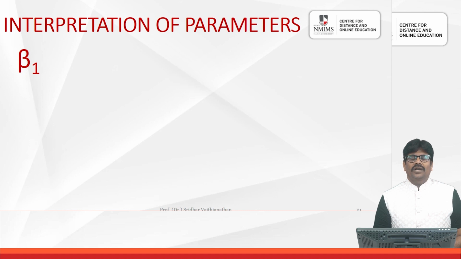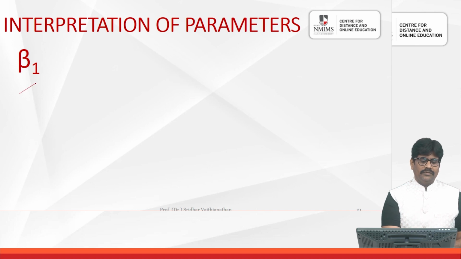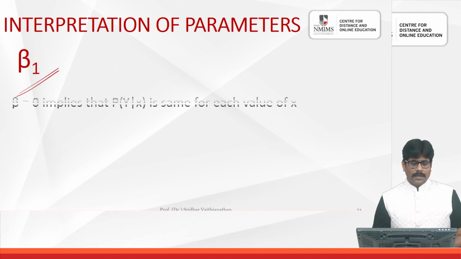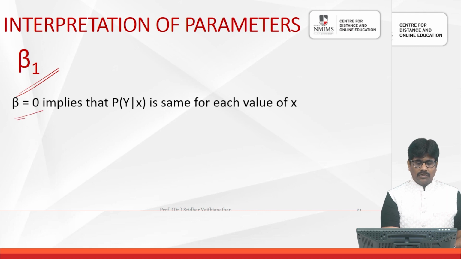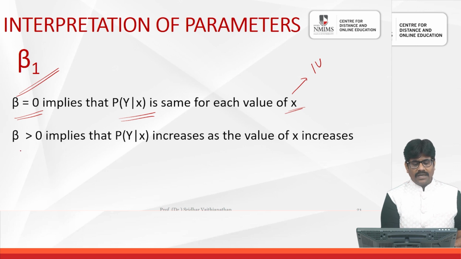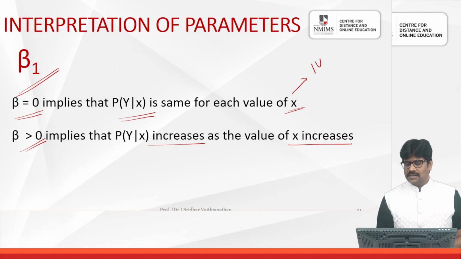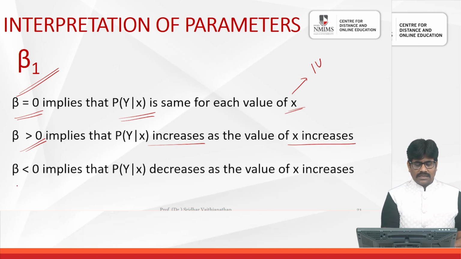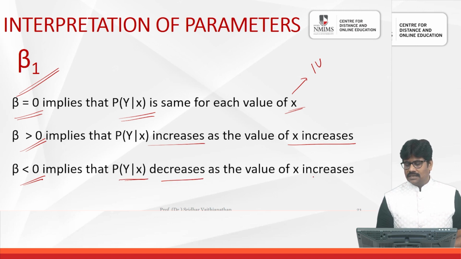Moving further, how to interpret the relationship between the independent variable and dependent variable. Obviously we use beta to interpret the relationship. So if beta is equal to 0, that means the probability will not change, it will remain the same for all the values of your independent variable, which is x. If beta is a positive coefficient, that is greater than 0, then the probability increases as x increases. If beta is a negative coefficient, that is less than 0, then the probability, your dependent value, decreases as the value of x increases. So this is the interpretation.